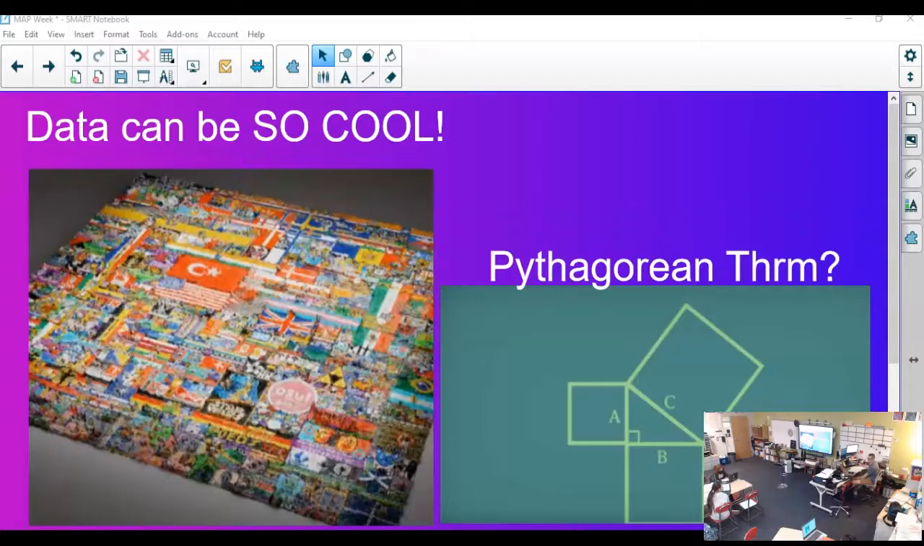Something's happening next door. We're watching a movie. What are they doing? It's a mathematical movie. We're doing mathematical activities. Yes.